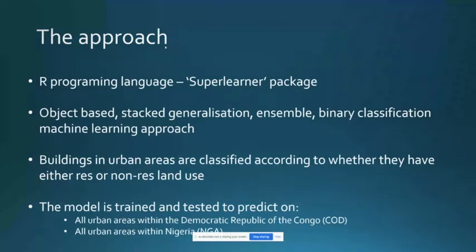Basically, buildings in urban areas are classified according to whether they're either residential or non-residential, and the model is trained and tested to predict on all urban areas within the Democratic Republic of the Congo and all urban areas within Nigeria.